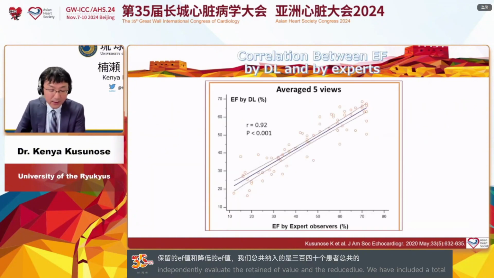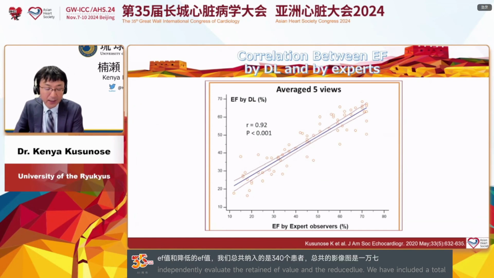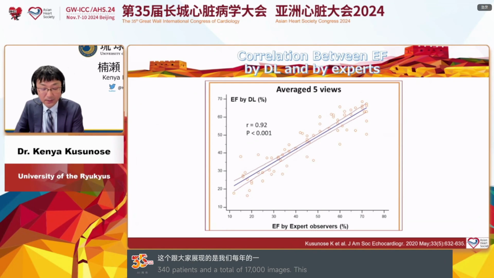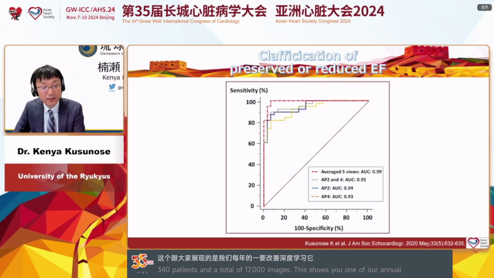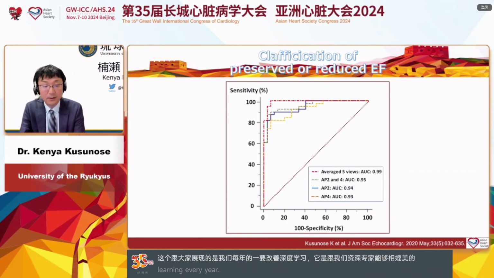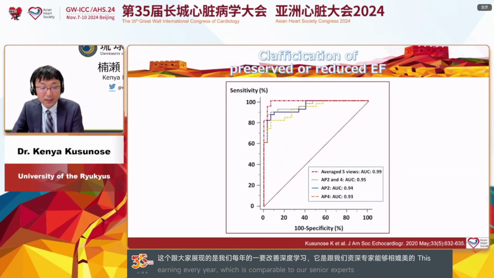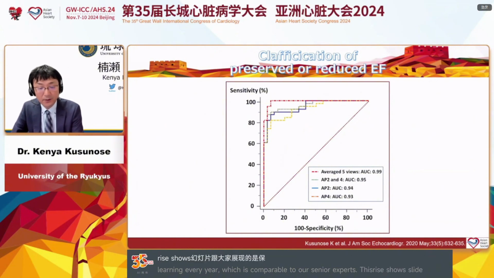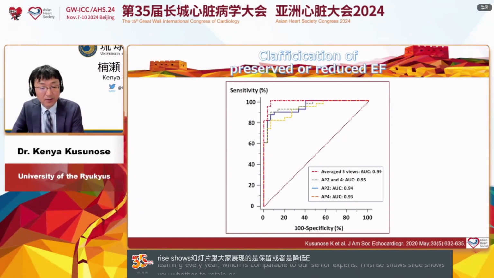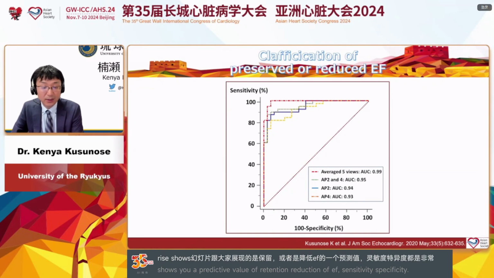This slide shows the correlation between expert LVEF and deep learning EF. Deep learning EF is in good agreement with expert EF. The R value is 0.92. This slide shows the classification accuracy of preserved EF and reduced EF. The cutoff value is 15%.